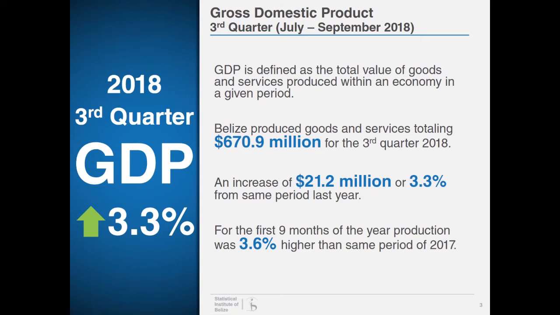GDP is defined as the total value of goods and services produced within an economy in a given period. Now, with that said, Belize produced goods and services totaling $670.9 million for the third quarter of 2018, indicating an increase of $21.2 million or 3.3% when compared to the same period of last year. The first 9 months of the year, the production was at 3.6% higher than the same period of 2017.